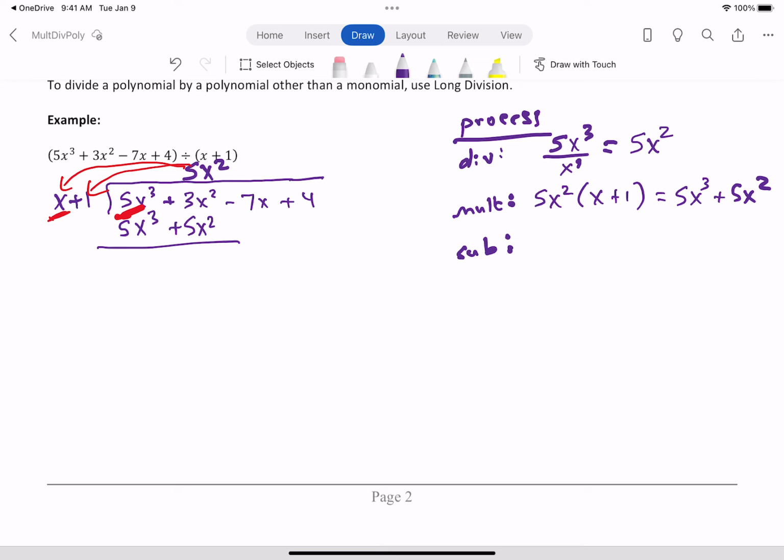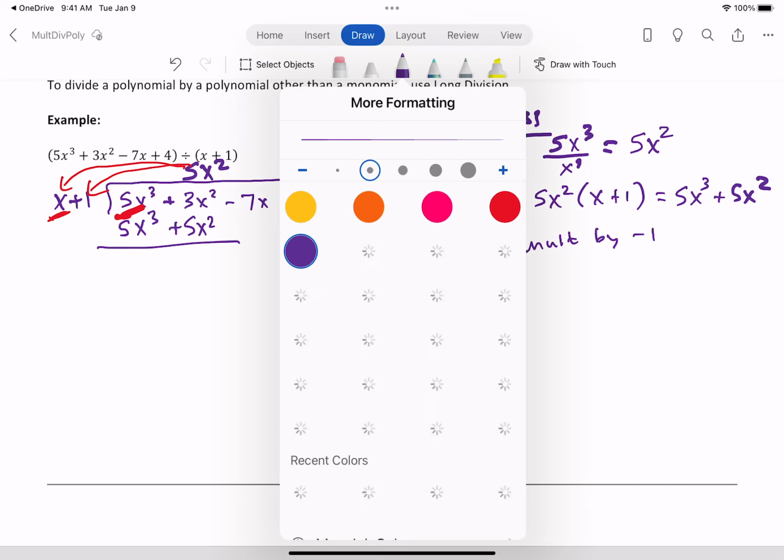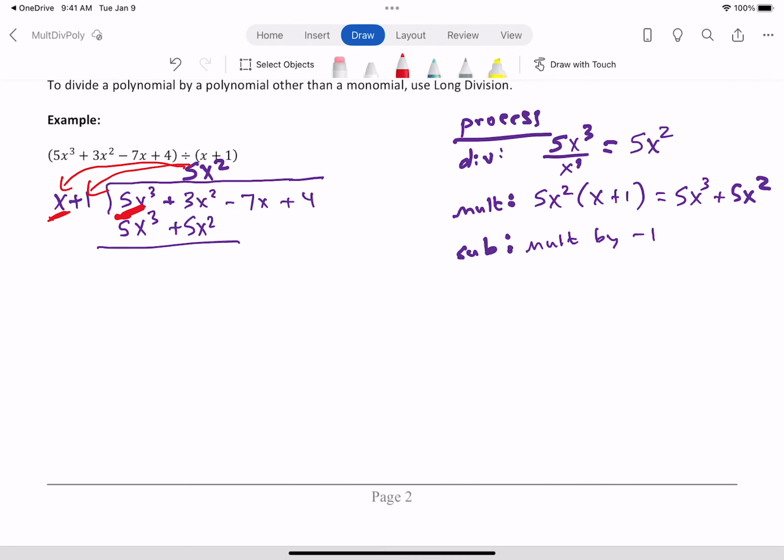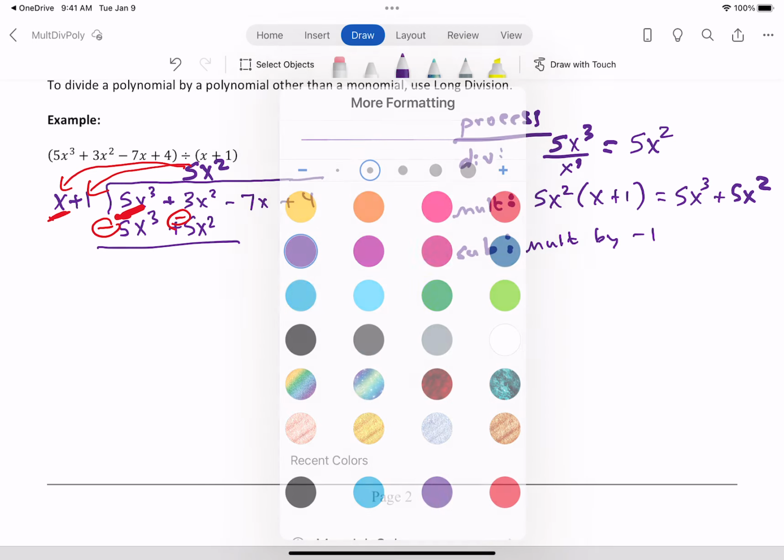Then what's very important is the next step is to subtract. You remember we've talked about before, subtract really means the same thing as multiply times -1. So it means we'd want to change both of the signs. We have positive 5x cubed and positive 5x squared. So subtract you can think of as multiply by -1. If I did that, all it's going to do is change both of these signs to a negative.